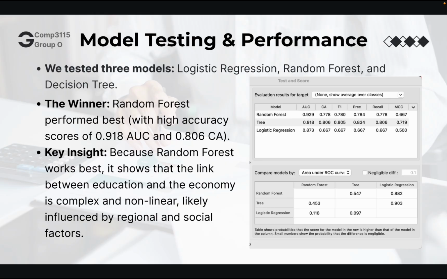And it's about model testing and performance. We tested 3 models: logistic regression, random forest, and decision tree. Random forest performed the best. It's the winner, with a high accuracy score of 0.918 AUC and 0.806 CA. The key insight is that because random forest works best, it shows that the link between education and the economy is complex and not linear, likely influenced by regional and social factors.